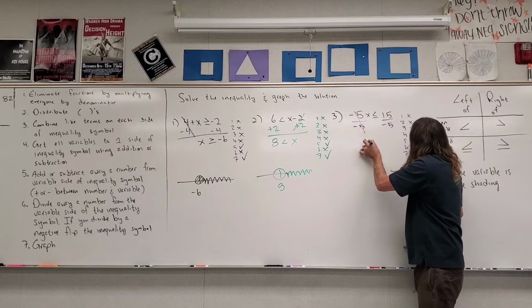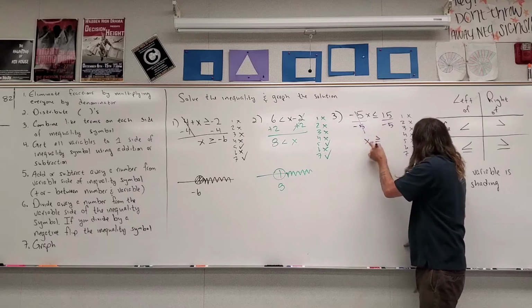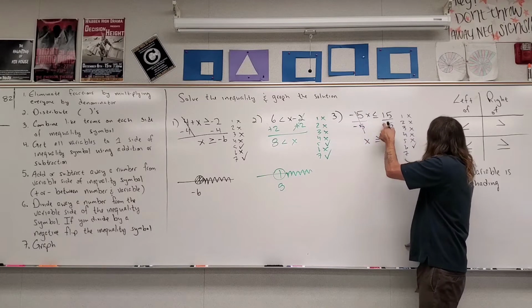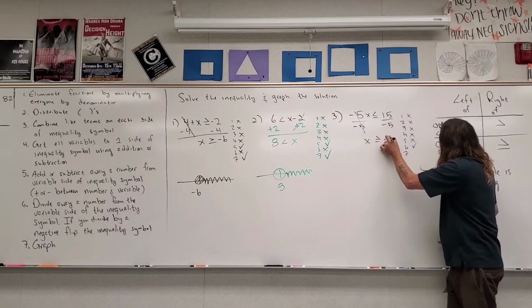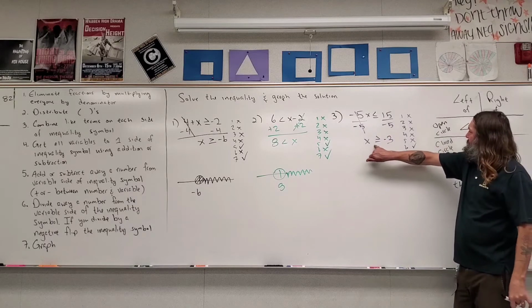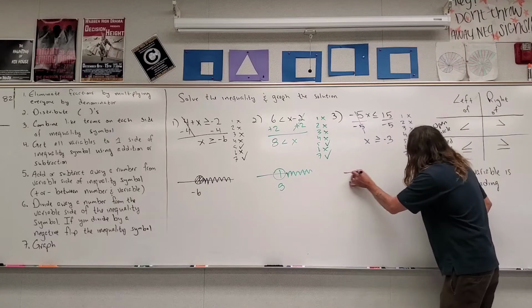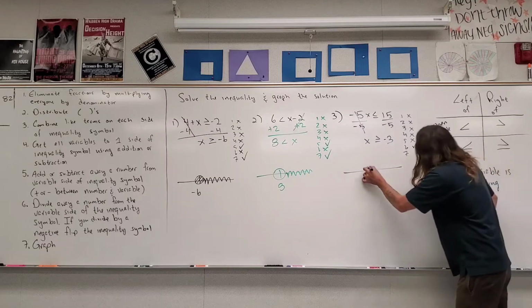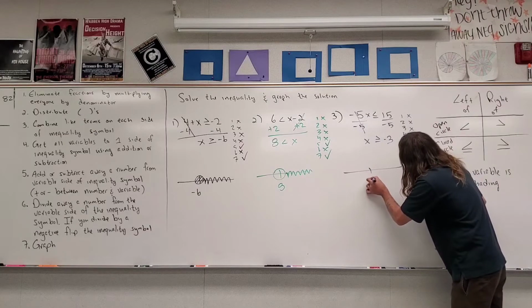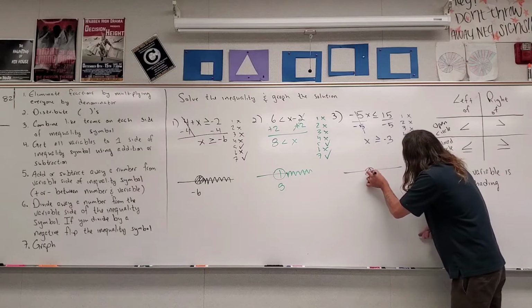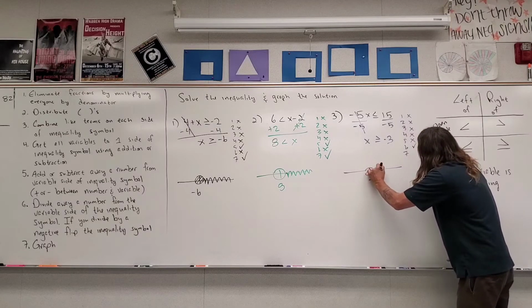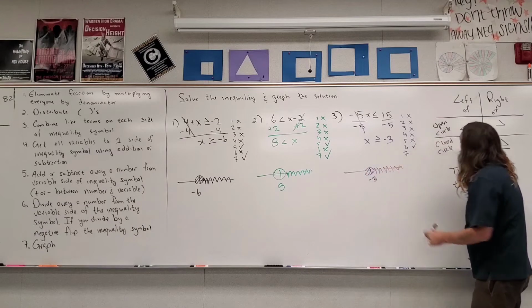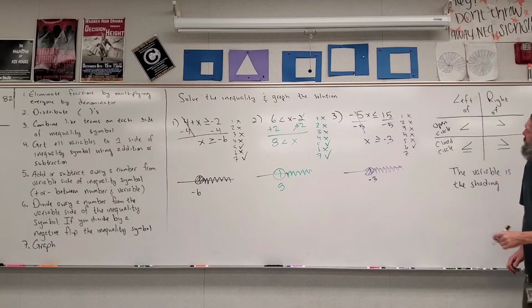Those cancel out, and x is now, or the shading is now right of, negative 5 goes into 15, negative 3 times. So the shading is right of negative 3. And according to my chart, I have a closed circle. All right, so at negative 3, my circle is closed, and the shading is on the right of that. Okay. So that is how I do problem number 3.